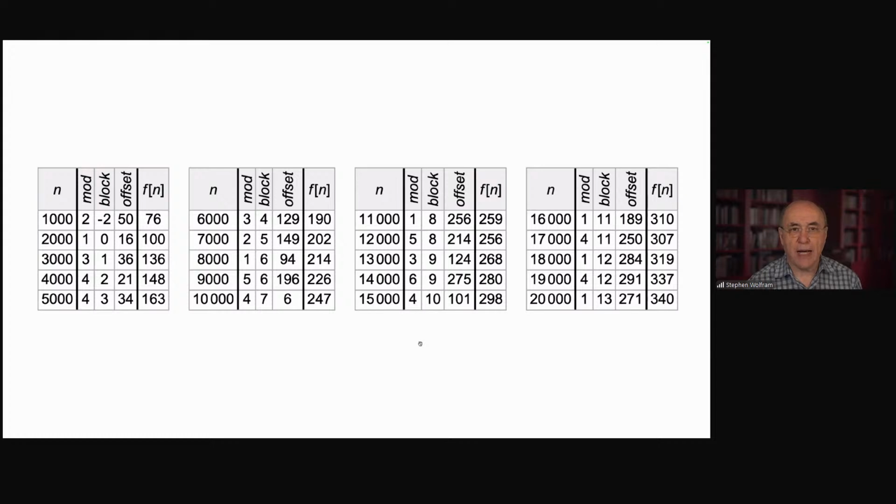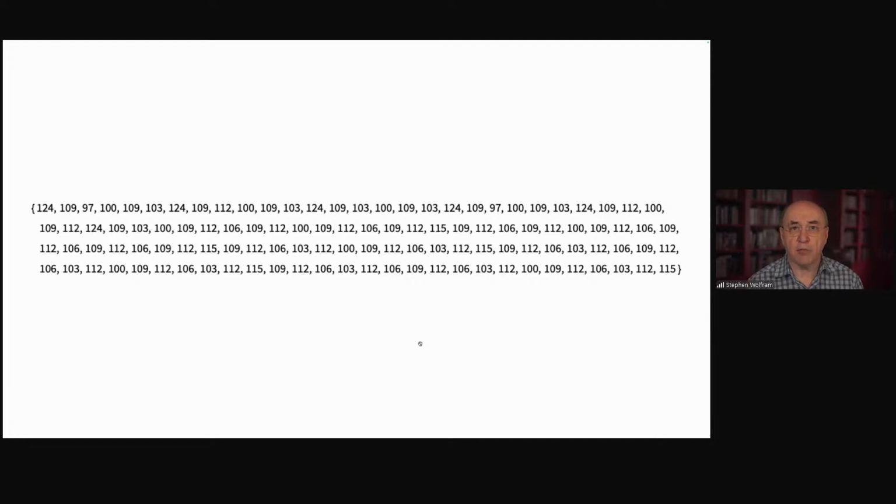But for n equals 2,000, it happens that we're at block 0 for the mod 1 subsequence. And the way things are set up, we just start by giving exactly the form of block 0 for each mod. So for mod 1, this is the block that we're indexing into to get the actual values of the function. Now for n equals 2,000, we have offset 16 within this block. So the final value of f of 2,000 is simply the 16th value in this list, which happens to be 100. F of 2001 is then simply the next element within this block, in this particular case 109, and so on until we reach the end of the block.